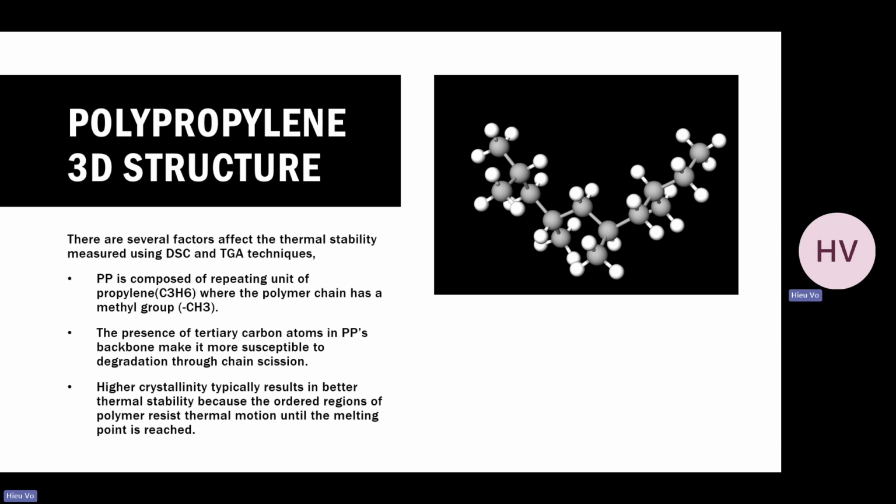Secondly, crystallinity. Polypropylene is able to exist in several crystalline forms. Higher crystallinity typically results in better thermal stability because the ordered regions of the polymer resist thermal motion until the melting point is reached.